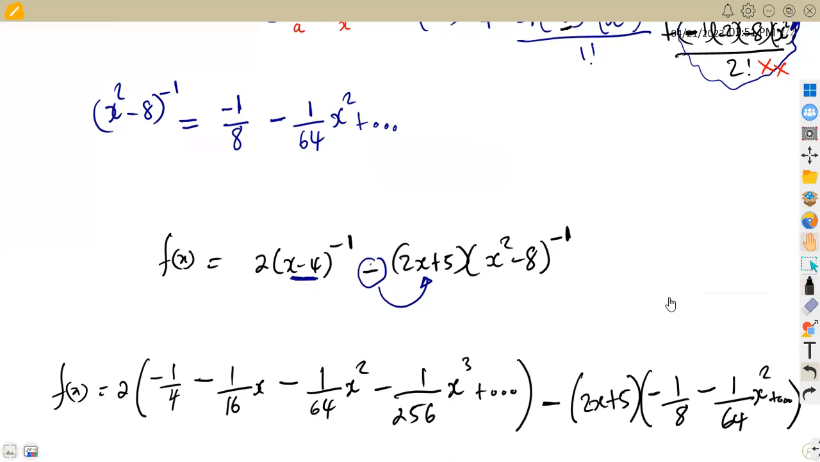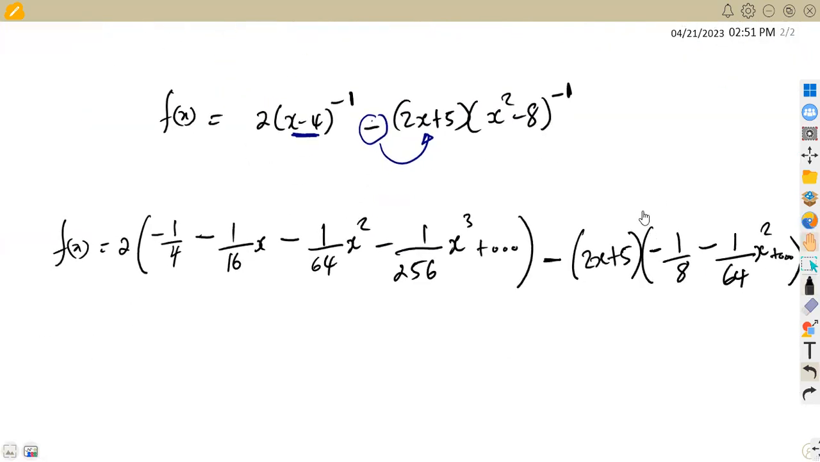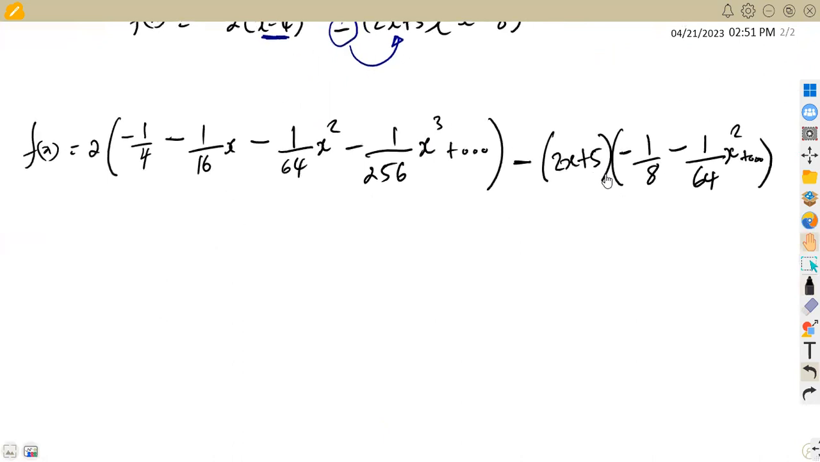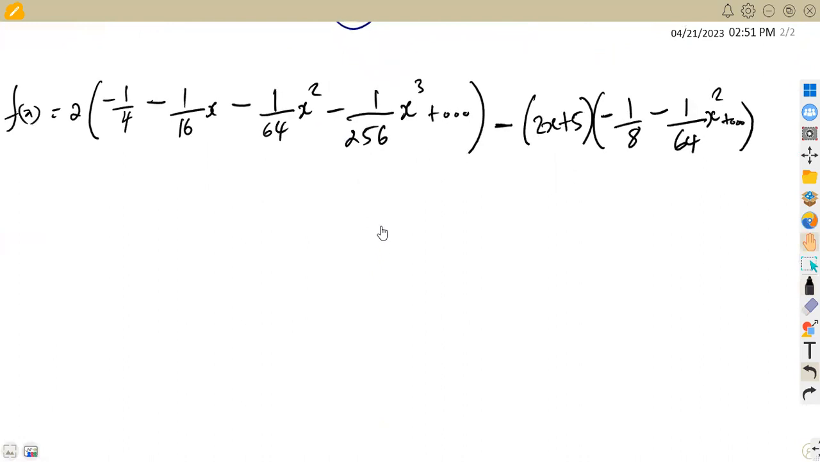All right. So now you can expand your f of x. That's a series in terms of powers. By expanding this, you are having your f of x in simplified form. That's how you simplify these typical questions. Okay, so let's expand f of x. 2 by -1 over 4 is going to give us -1 over 2. 2 by -1 over 16.